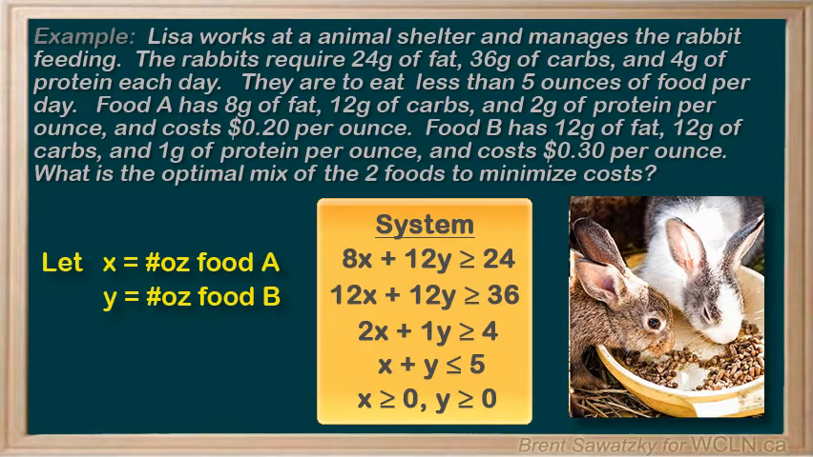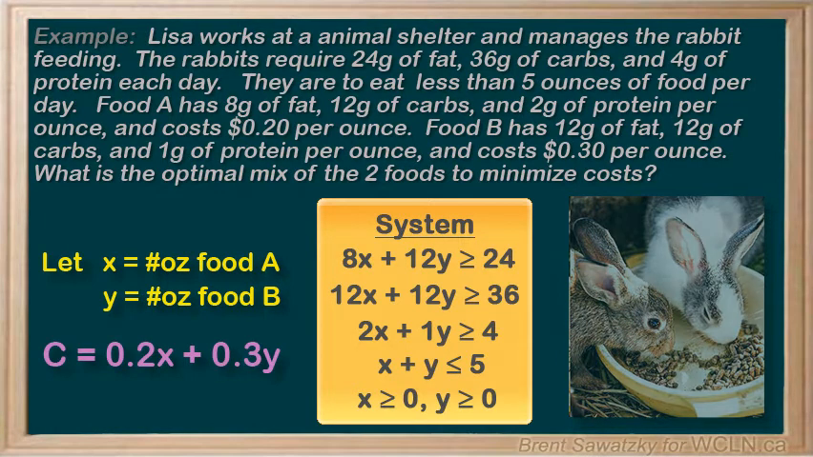And back to our question, we notice that we're trying to minimize our costs. So our objective function is a formula for cost. And if food A is 20 cents per ounce and food B is 30 cents per ounce, our cost equation would be, well, we could write it as C equals 0.2x, that is the cost in dollars of food A, plus 0.3y, that is the cost in dollars of food B. And we'll save this equation for our final analysis.